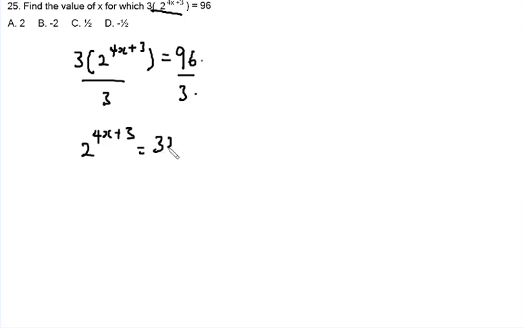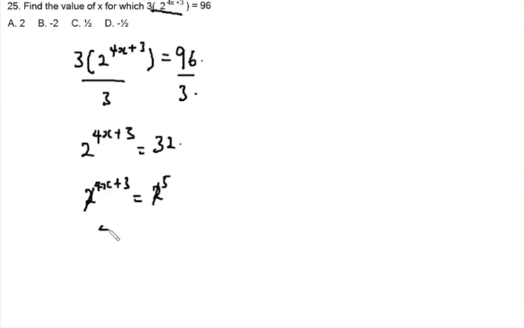which is 32. Now, to work on this, we need to make both sides have the same base number. Luckily 32 has a factor of 2. So we have 2 to the power of 4x plus 3 is equal to 32, which can be written as 2 to the power of 5. Now we have equal base for both sides. We can now cancel out the base number 2 and 2, bring down their powers and equate them to each other.